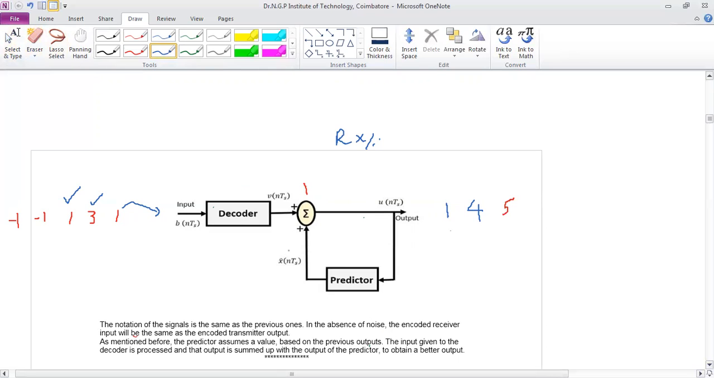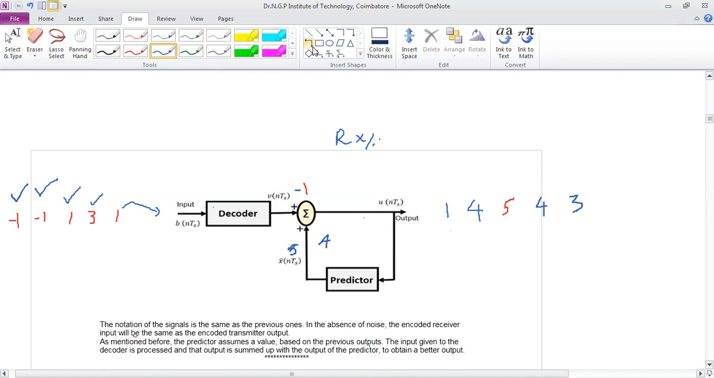So my predictor value is now 5. What is the next input we have? It is minus 1. Therefore, just add it, 5 minus 1, you get 4. After that there is again a minus 1. This result of 4 will be updated, so my predictor output is now 4. There is again minus 1 as the data, therefore the result will be 3. So you can plot based on these values.